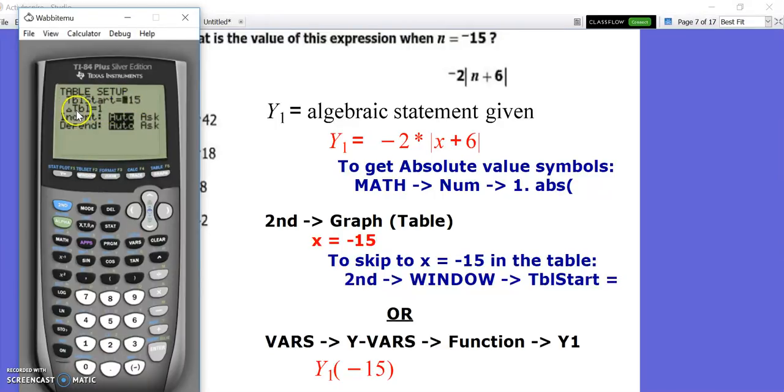So the triangle table means delta table. That means how much do you go up by each time in the x's. So it goes up 1, 2, 3, 4, for instance. So we want to start at negative 15. So change that to negative 15 and then go back to your table. And it should start there.